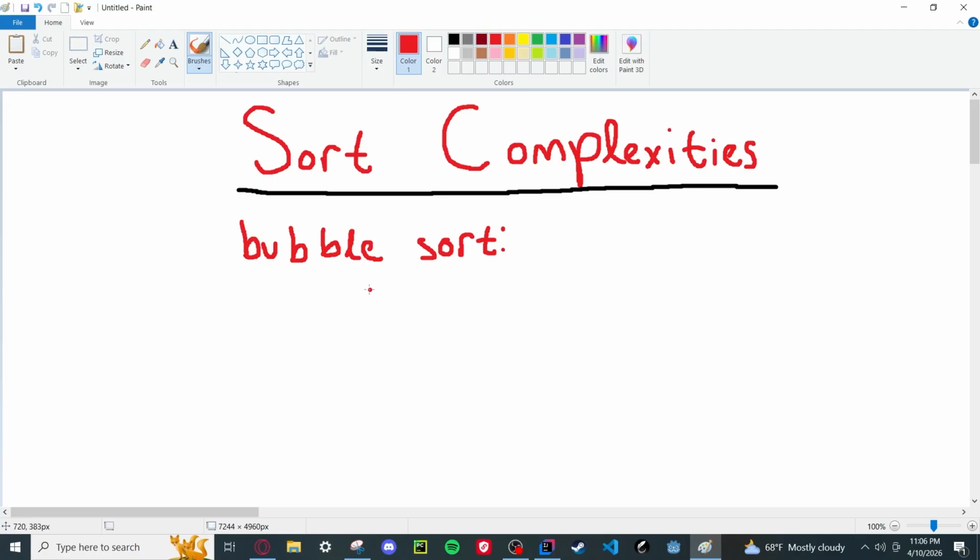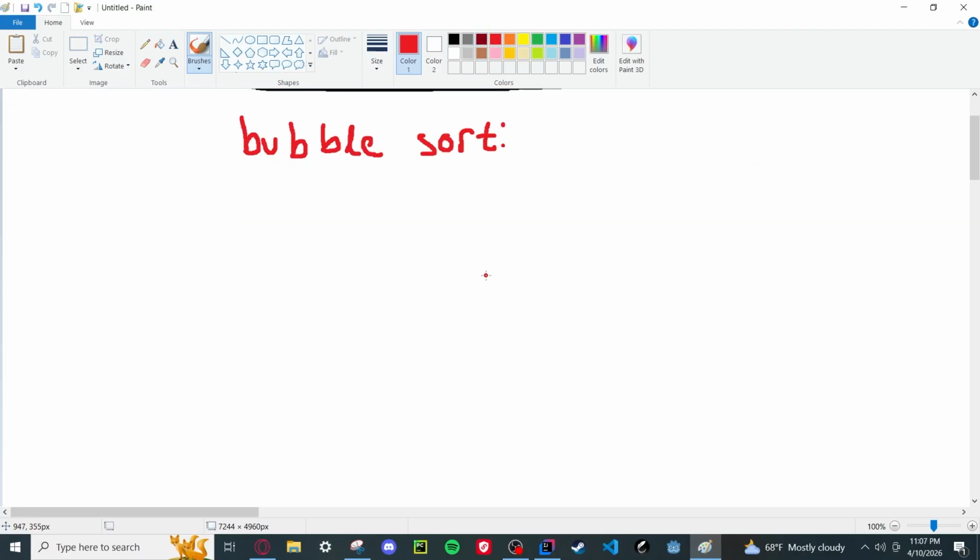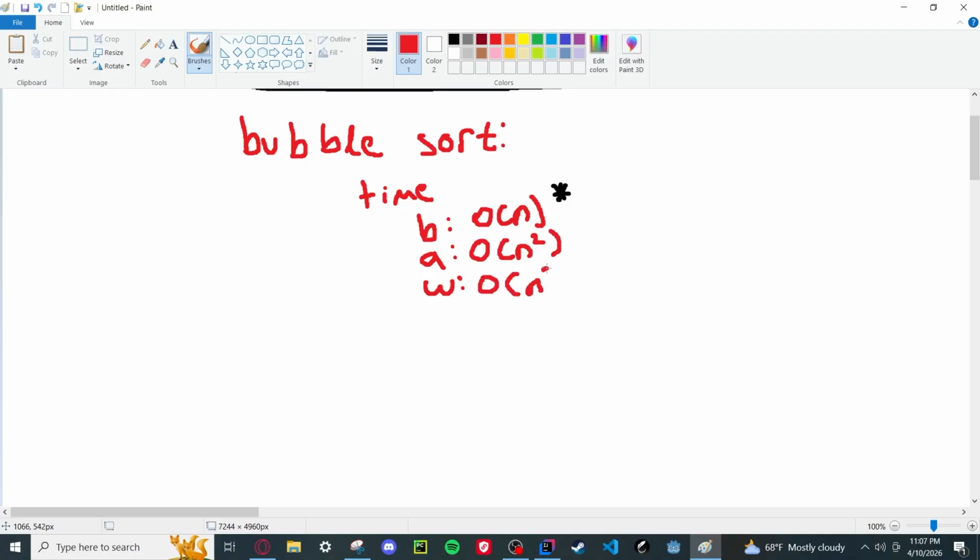Okay, we'll do time complexity and space. For time, I'll do our best, average, and then worst. So its best is O of n. Now, of course, there's an asterisk attached to this. Its average is O of n squared, and its worst is O of n squared.